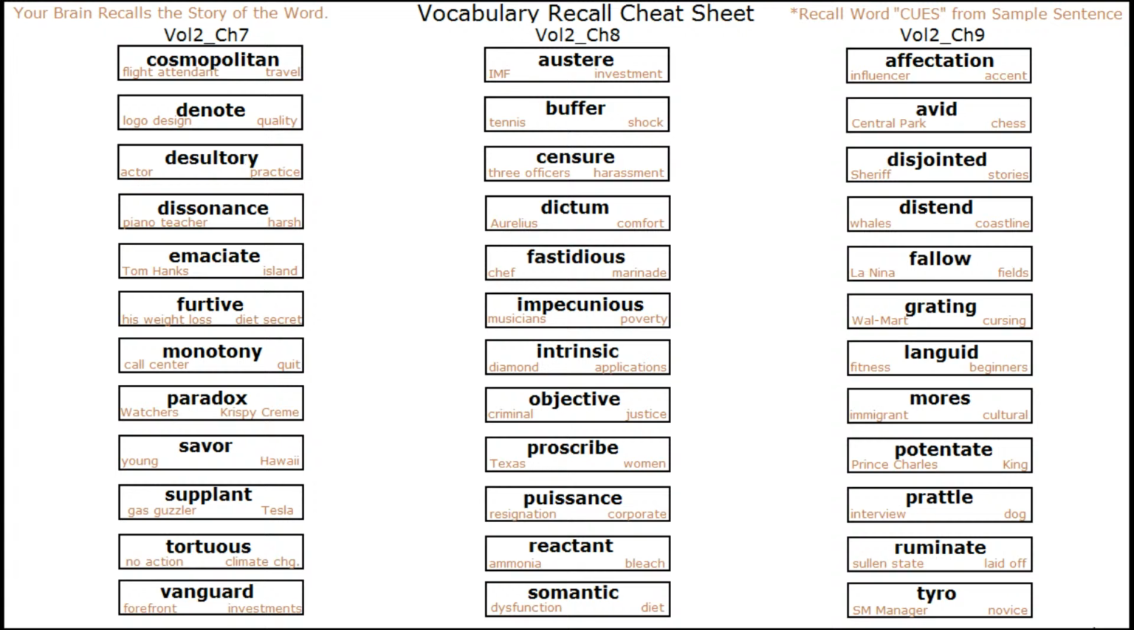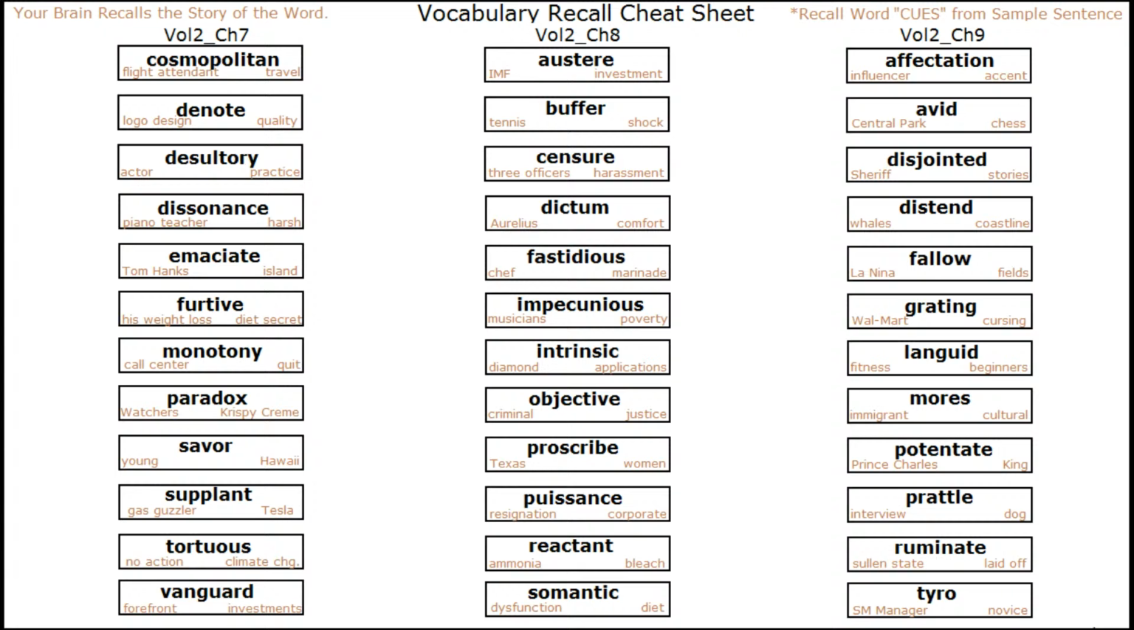Propitiate had to do with Prince Charles taking the role of king. And Tyro specifically had to do with a person who thought he or she had experience in social media and wanted to apply for a social media manager job, but truth be told, unbeknownst to him, he was actually a novice when it came to the actual field. So there we go, the true power of the vocabulary recall cheat sheet.